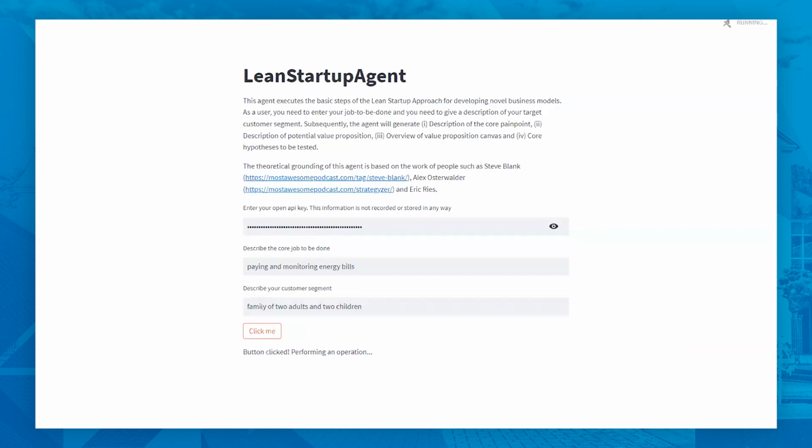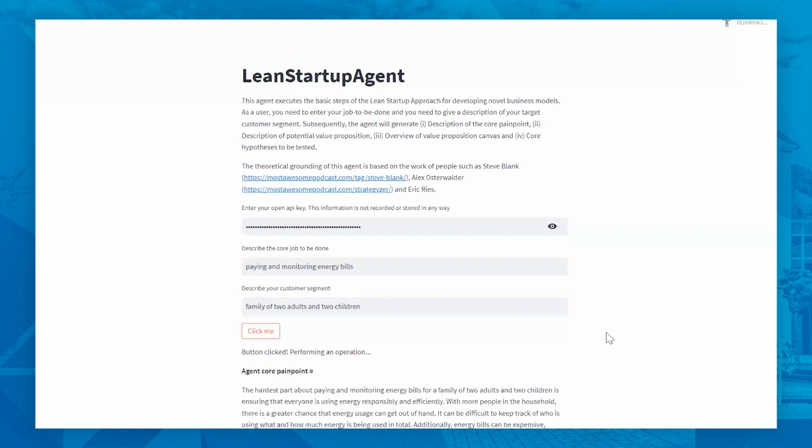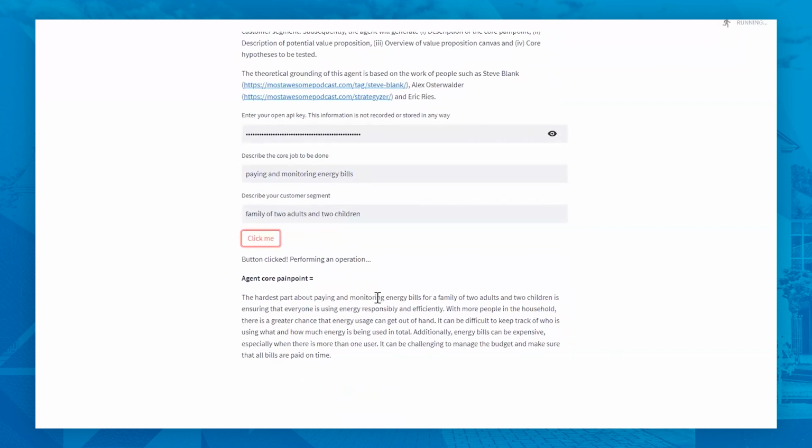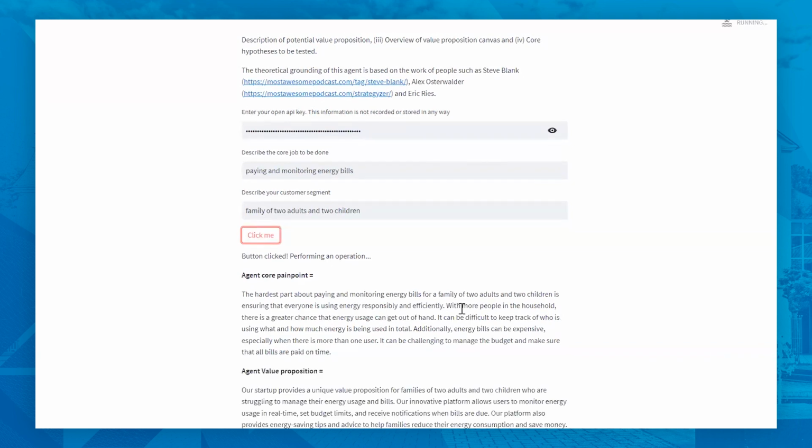So the first thing it will now generate is a description of a pain point that it identifies, like we had before. So you see, okay, the hardest part about paying and monitoring energy bills for a family is everyone is using energy responsibly and efficiently. With more people in the household, there is a great chance that energy usage can get out of hand.